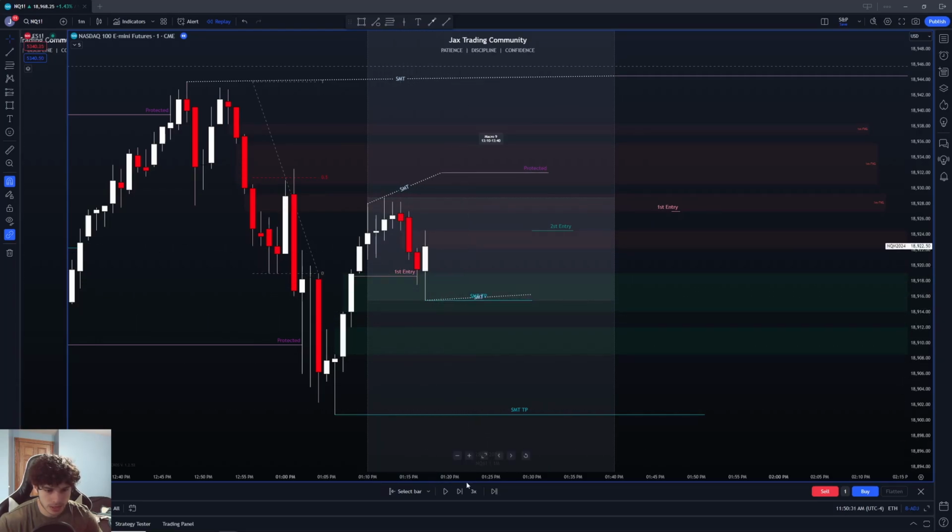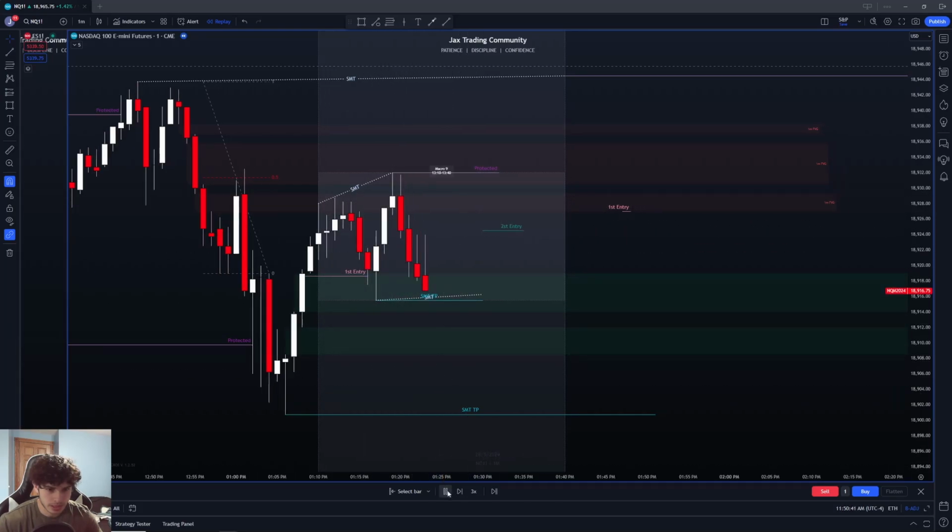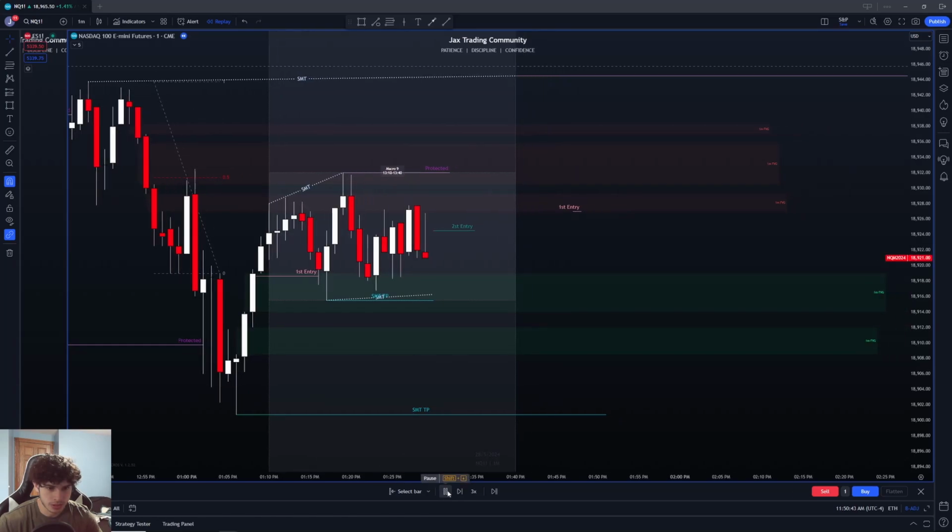So right there, you tap into it. We take this high out. Here's another 1 minute fair value gap. It does not get respected though. We're sort of just consolidating a little bit.